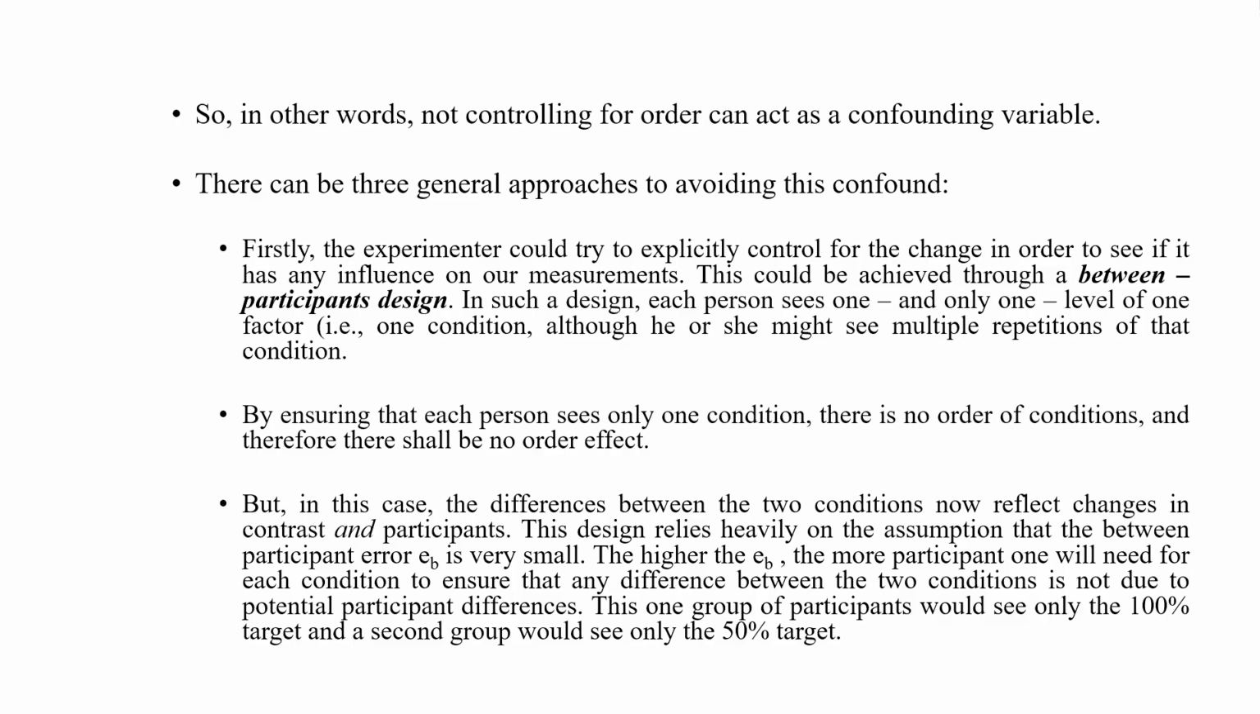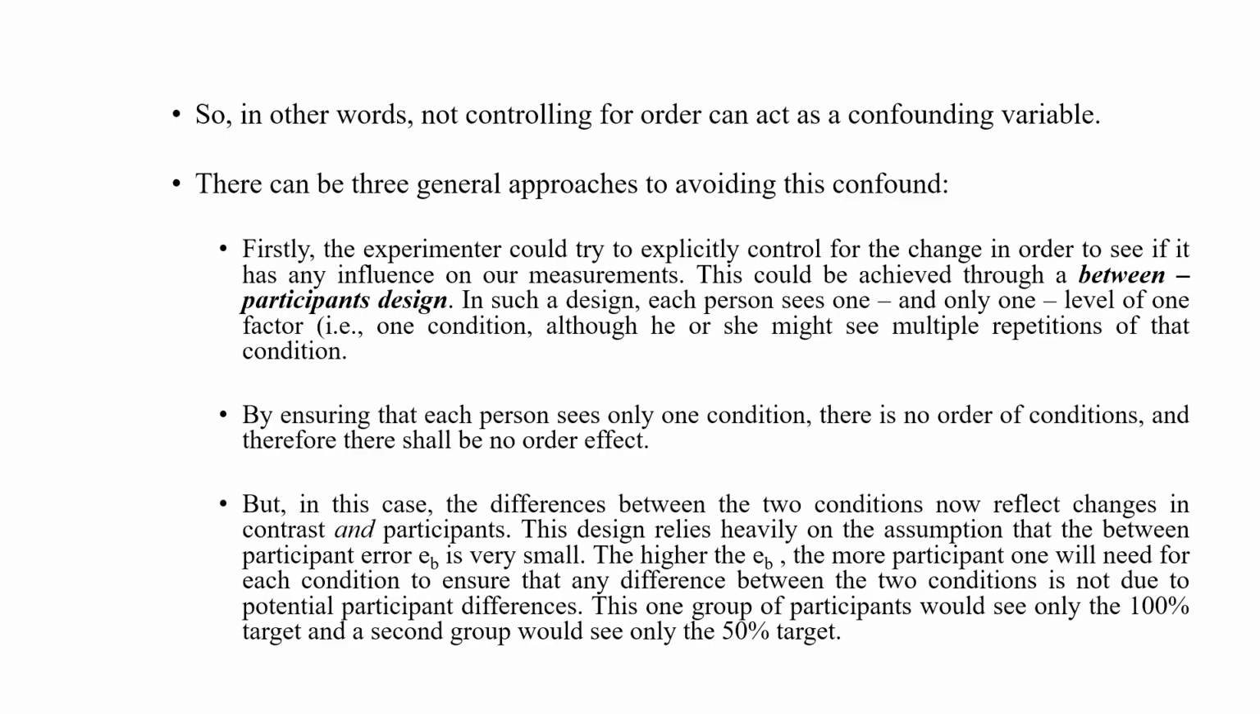Now, how do we control for order? How do we sort of talk about this? There are 2 or 3 ways in which we can do this. First is, the experimenter could try to explicitly control for the change in order and see if it has any influence on our measurements. This can be very easily done through a between participants design. So, you can have an AB, ABBA kind of design. This could be achieved. So, this is basically the between participant design. In such a design, each person sees one and only one level of one factor, one condition, although, for example, he might see multiple repetitions of that condition.